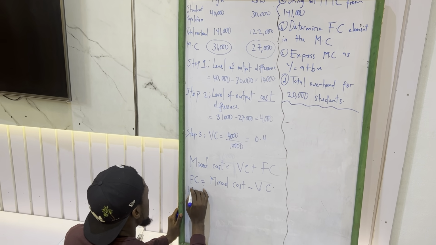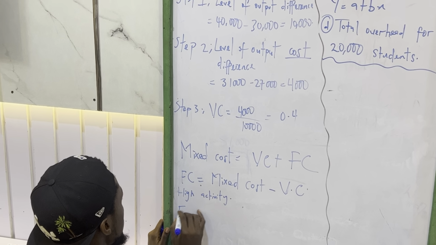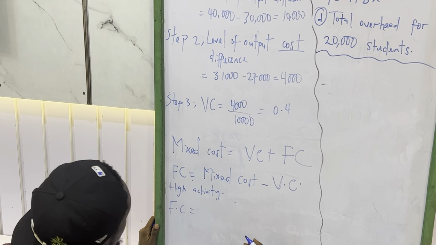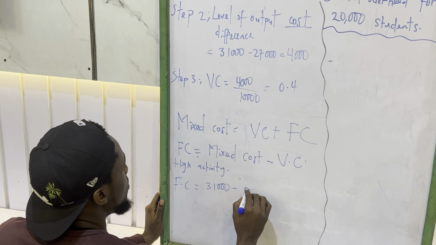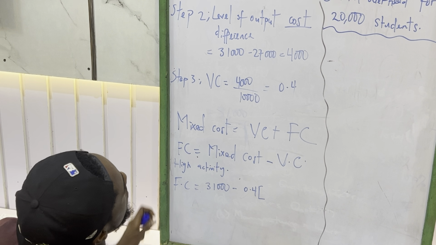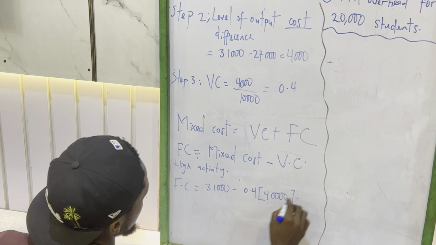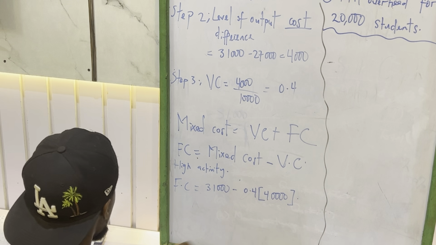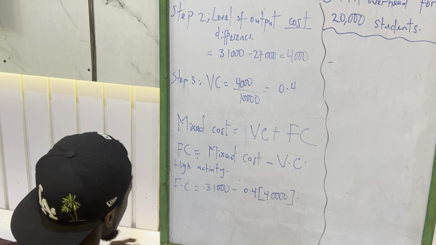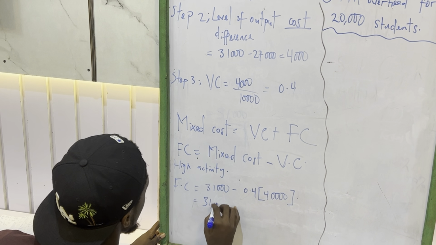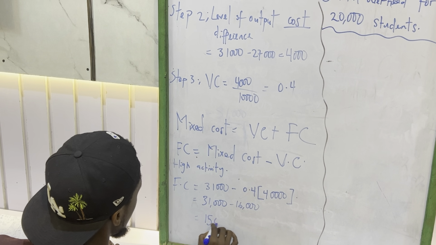So let's do our thing. Let's work with the high side. High activity. Let me call it high activity. Let me be professional. So fixed cost will be the mixed cost of the high side or higher activity, which is 31,000 minus our variable cost 0.4 times the student population of the high side, 40,000. Remember we did something like that initially. So this is going to be giving us 0.4 times 40,000, 16,000. So this is 31,000 minus 16,000, which is going to be giving us 15,000.